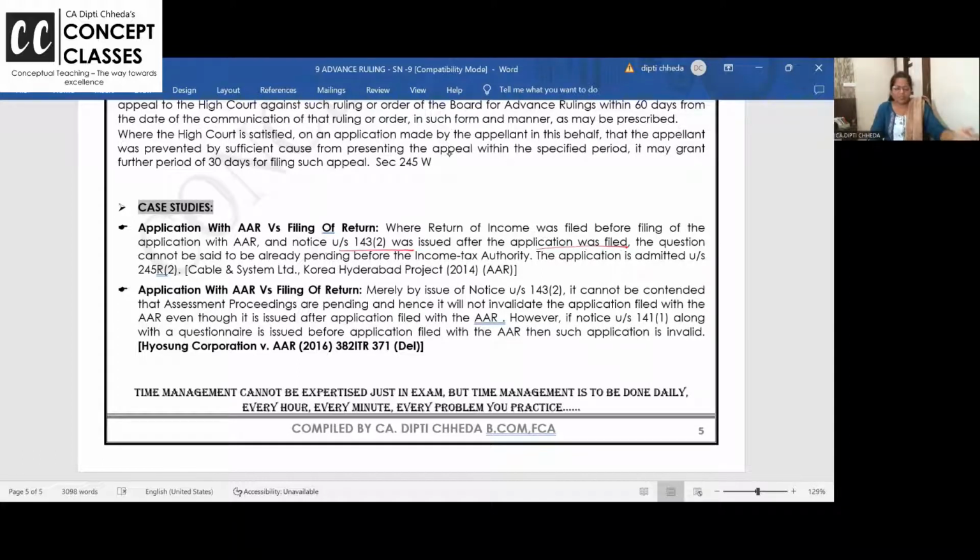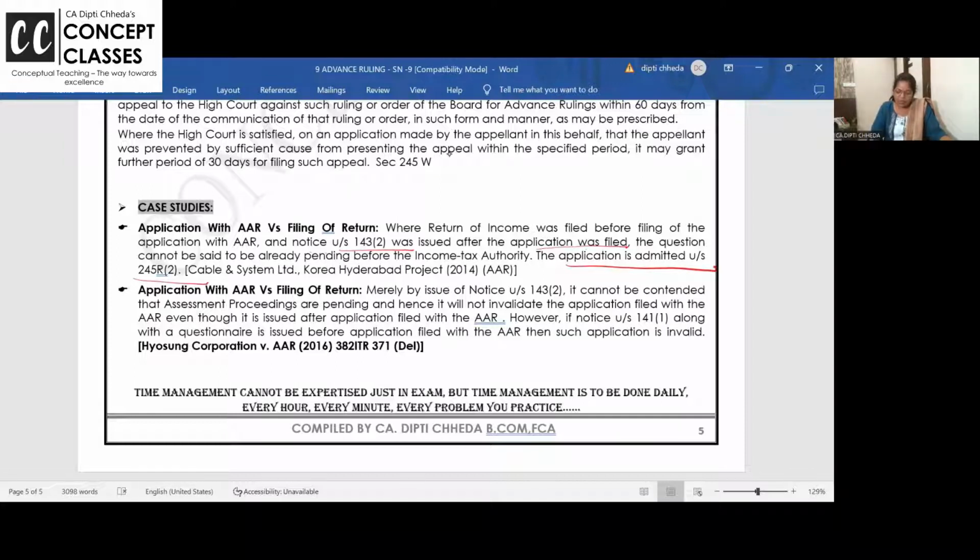See, it's not always obtaining in advance. Even if a case is ongoing, you can go for advance ruling. After you have first filed the application with AAR and now they have issued the notice, such a question cannot be said to be already pending before the income tax authority. The application for AAR will be admitted.